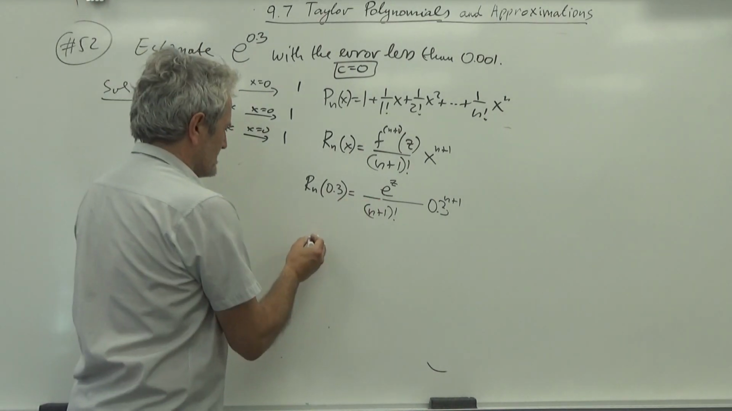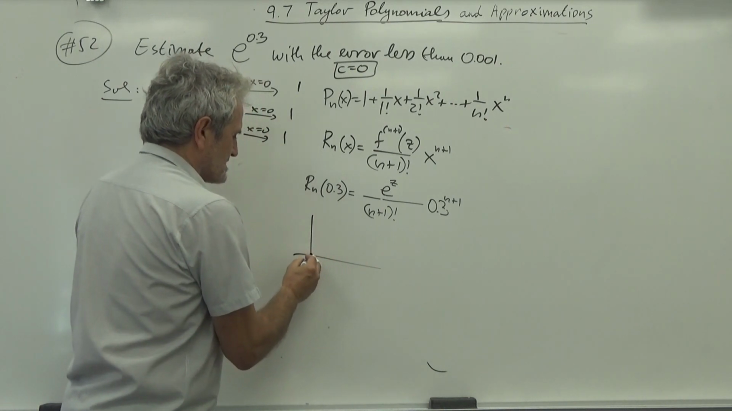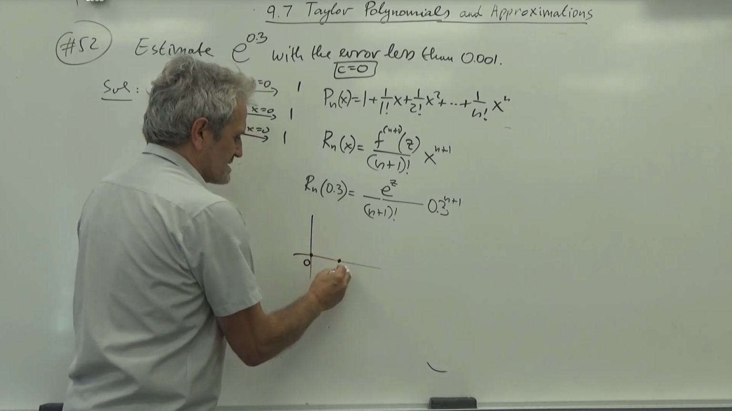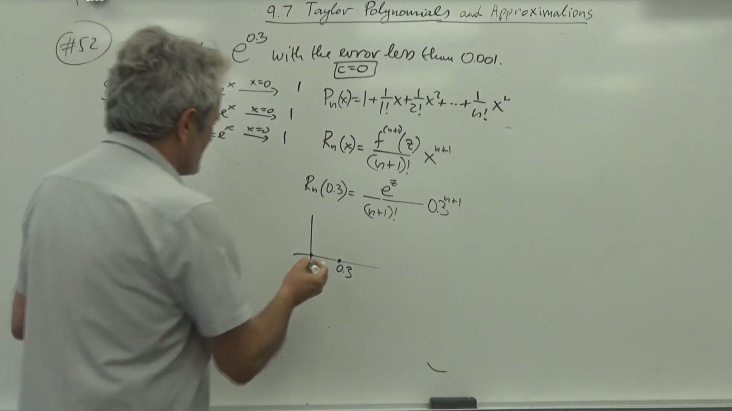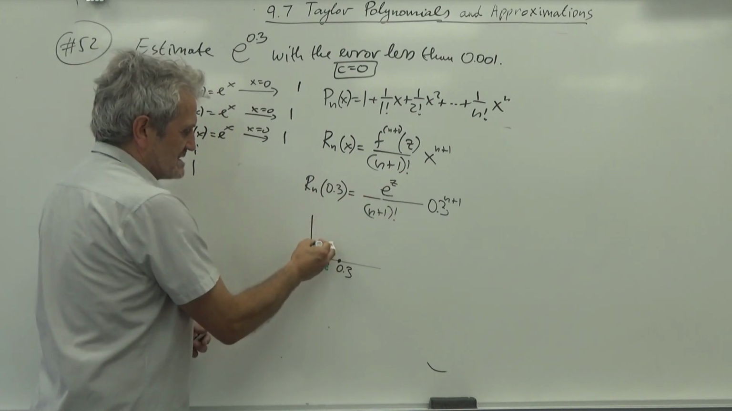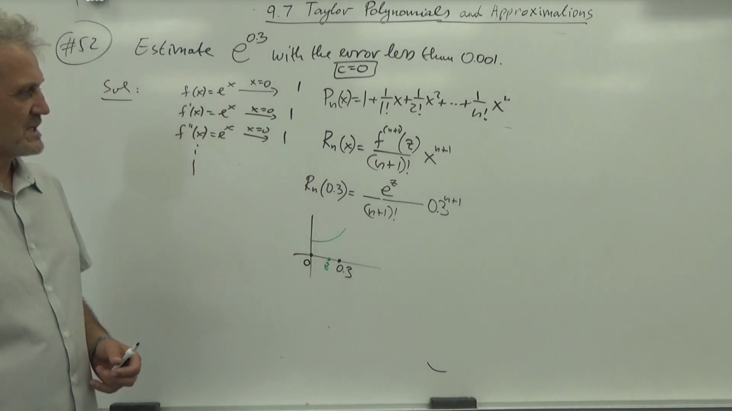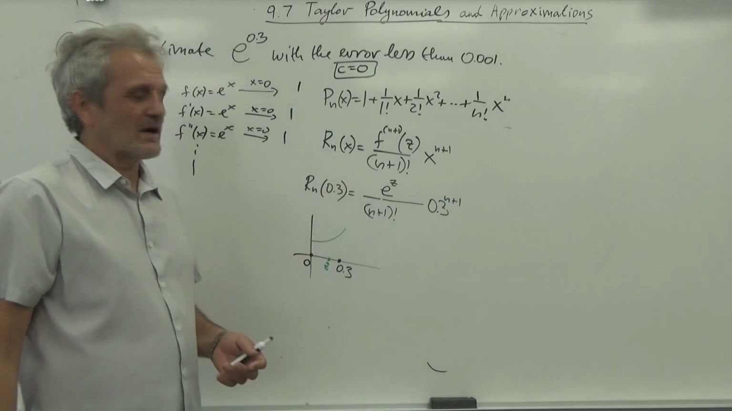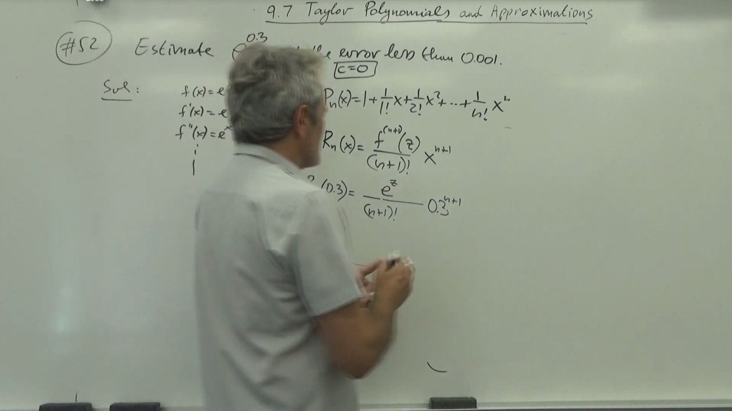Why? Because here it is. The picture says we are doing things at 0. Our x is 0.3. We don't know where that z is. That's ambiguous. Z is somewhere here. But then we know e to the z is an increasing function. It goes like this. So the worst case scenario, the one that will maximize our error, will be at the end. So this is for sure less than or equal.